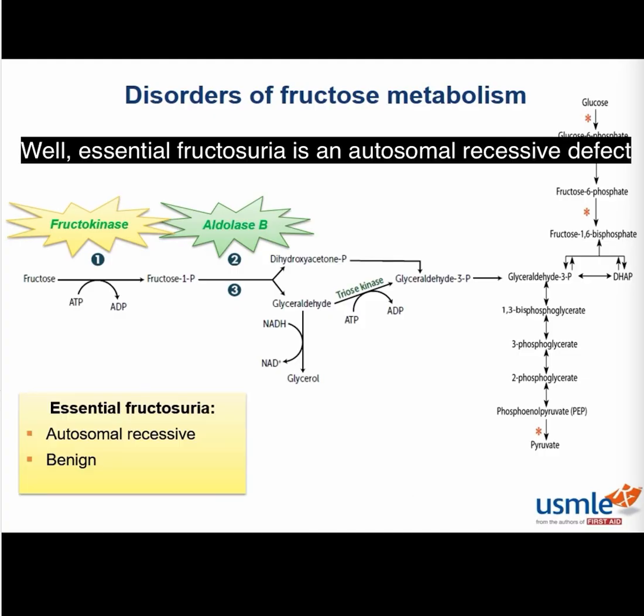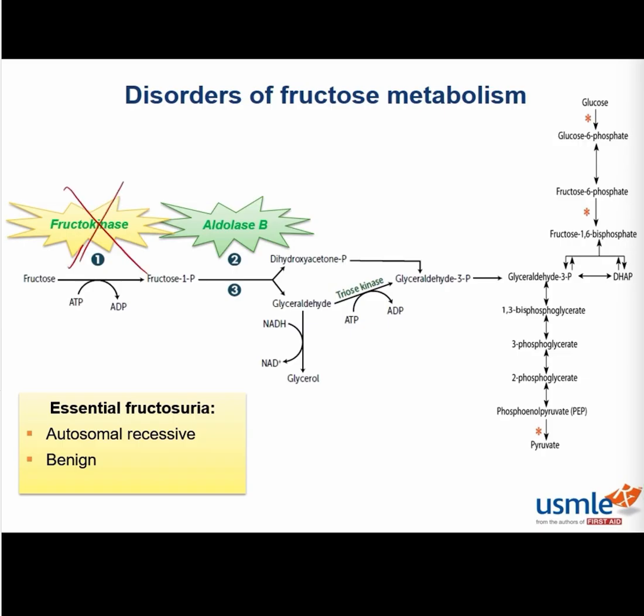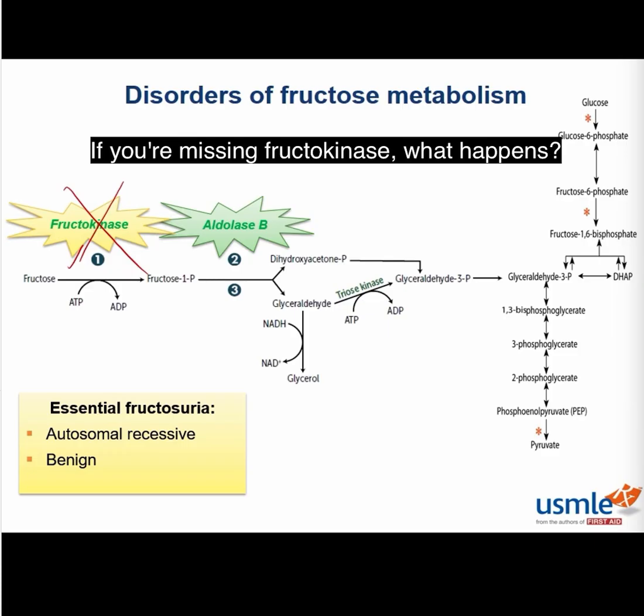Well, essential fructosuria is an autosomal recessive defect in fructokinase. If you're missing fructokinase, what happens? Well, fructokinase is the enzyme that phosphorylates fructose after it enters the cell. And it's this phosphorylation that prevents fructose from crossing the cell membrane and leaving the cell. Therefore, without this enzyme, there's nothing keeping fructose inside of the cell.